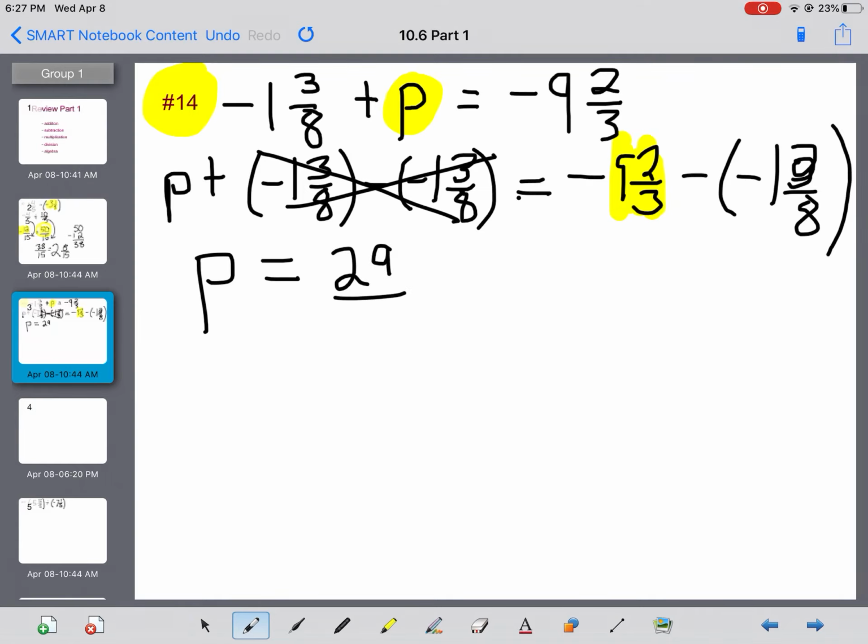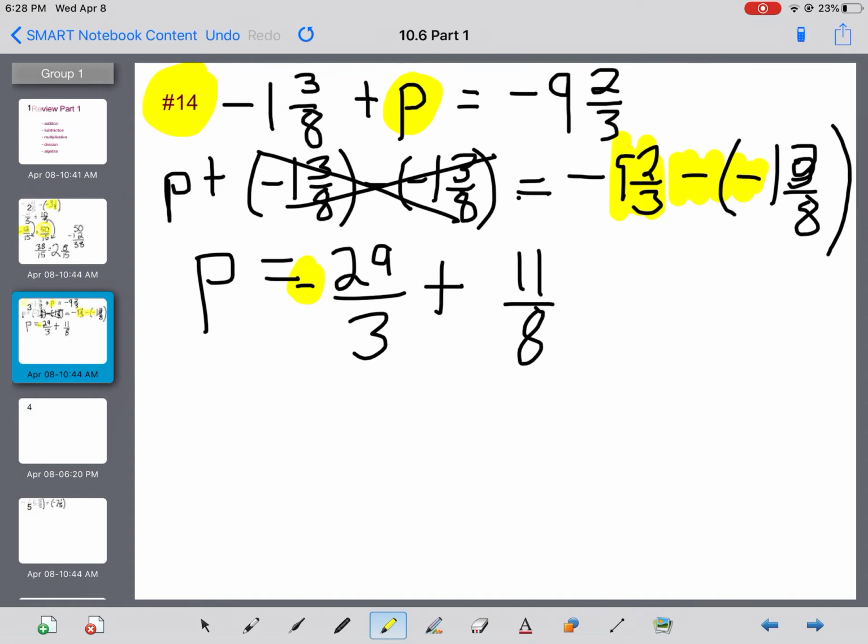29/3, which by the way is still negative. Always look back for that negative. Then my 1 3/8, I go 8 times 1 is 8 plus 3, and I get 11/8. Then I reminded myself, well, it was negative, but remember, when I want to subtract a negative, I'm going to add the opposite. So what I'm actually going to do is do that right now, add the opposite.